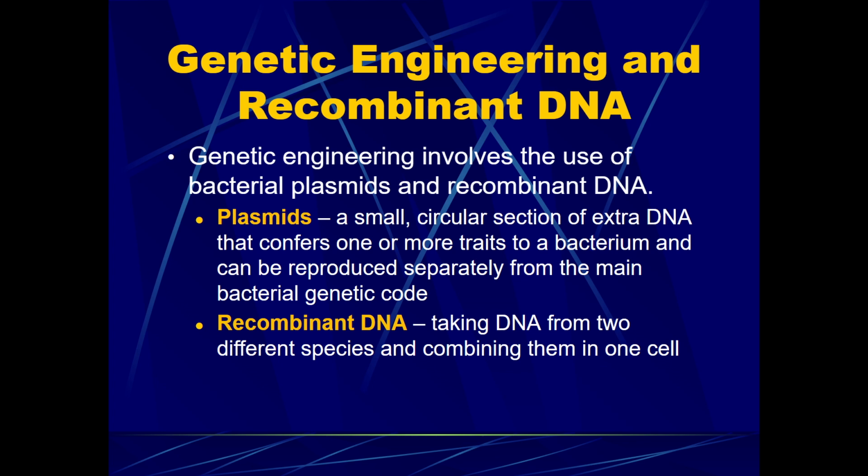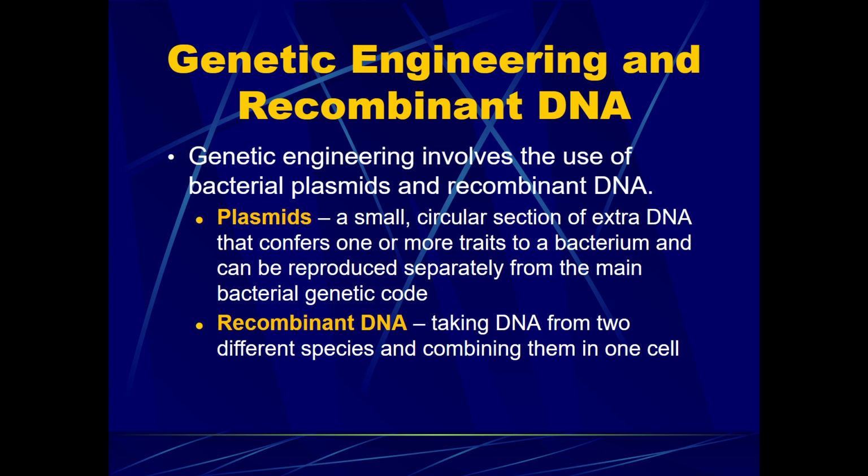We can also talk about genetic engineering and recombinant DNA. Genetic engineering involves the use of bacterial plasmids and recombinant DNA. Plasmids we talked about briefly when we looked at different organelles. They're small circular sections of extra DNA that confer one or more traits to a bacterium. They can be reproduced separately from the main bacterial genetic code. Oftentimes they can be given to other bacteria.